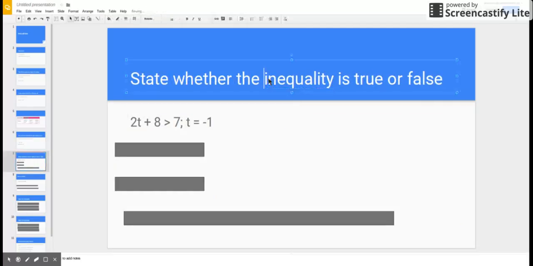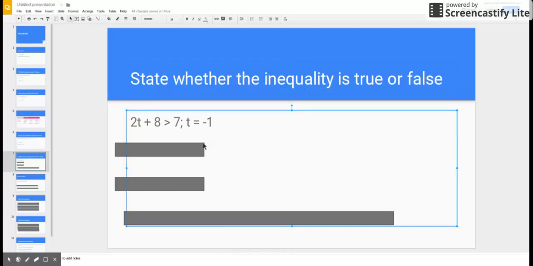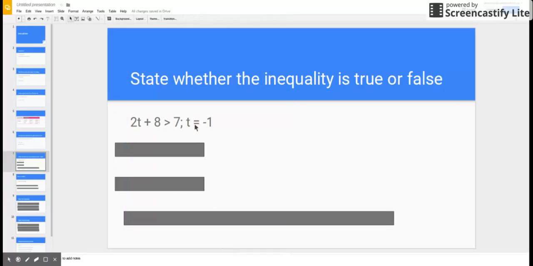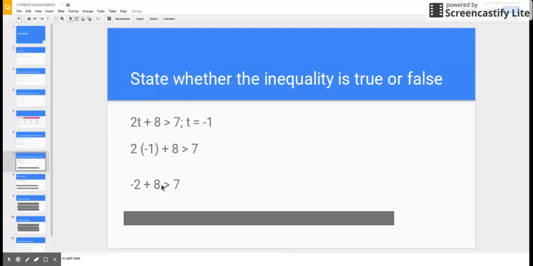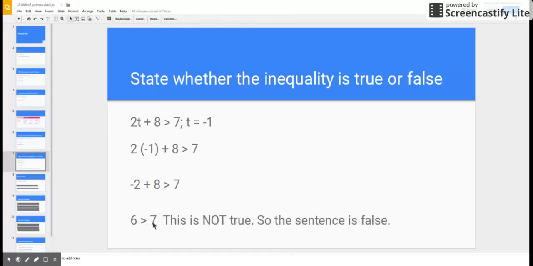State whether the inequality is true or false. So we have 2t plus 8 is greater than 7 when t is equal to -1. All you do here is you're going to just plug in t is equal to -1 where you see a t here. So you're going to substitute -1 in for t. So 2 times -1 plus 8 is greater than 7. Well, 2 times -1 is -2, plus 8 is greater than 7. Let's see if this is true. Well, -2 plus 8 is 6. So 6 isn't greater than 7. So this sentence is not true. Okay, so the sentence is false.